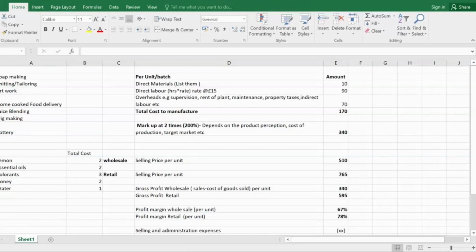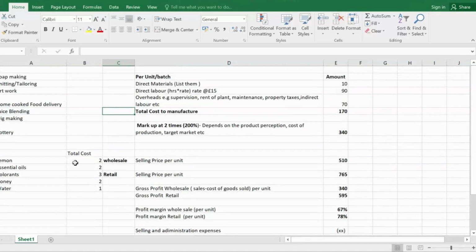Today, I'll show you how you can set up a selling price for your handmade business using your cost and marking it up. So we are going to use a markup, cost plus markup, to determine our selling price.